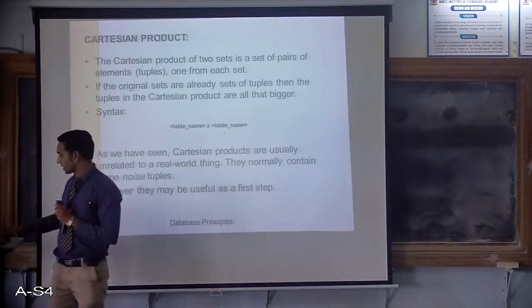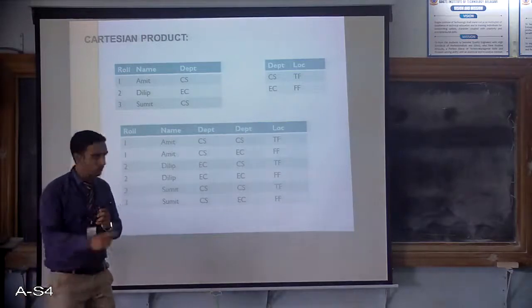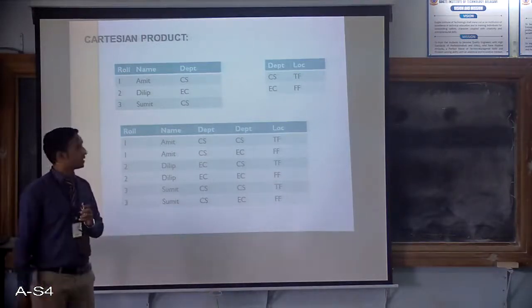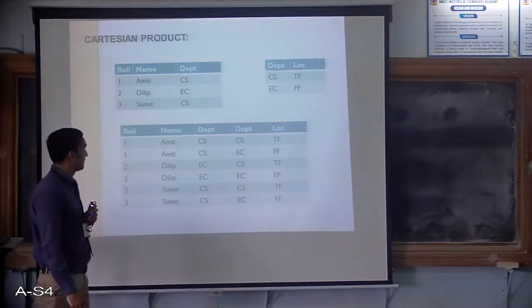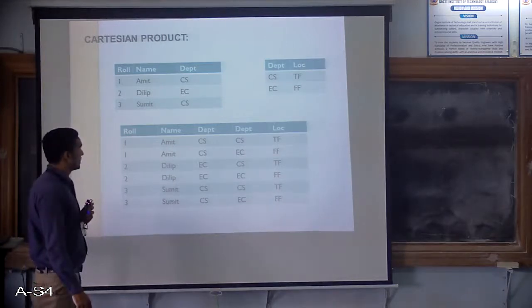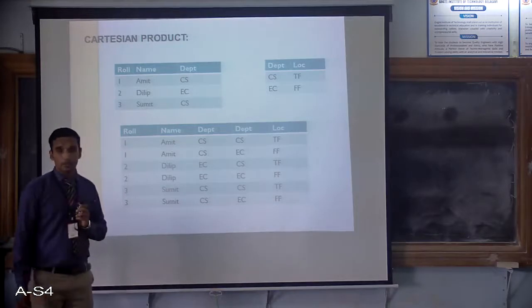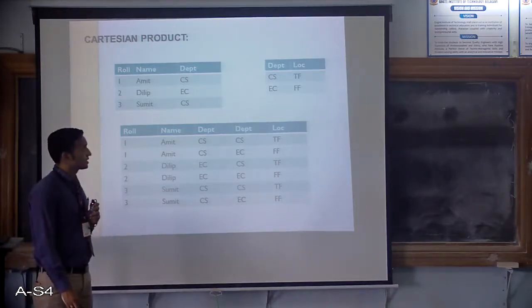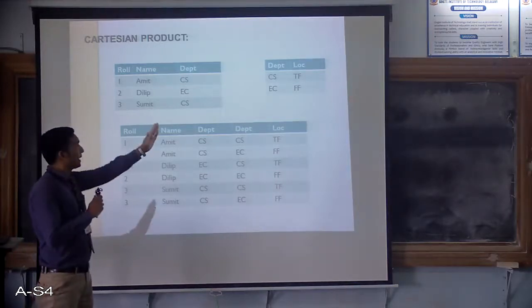So look at this example here, now, how the Cartesian product works. There are two tables. There is a student table and there is a department table. Now if you look at the first table, Amit belongs to CS department, Dilip belongs to EC, Sumit belongs to CS. And there is one more table where department locations are kept. CS is on third floor, EC is on first floor. So what I mean by Cartesian product is multiplying both the tables.